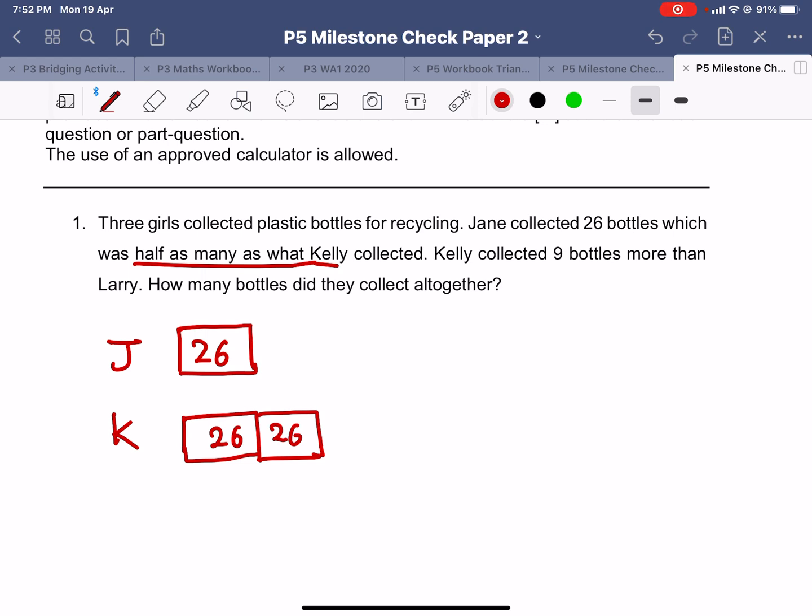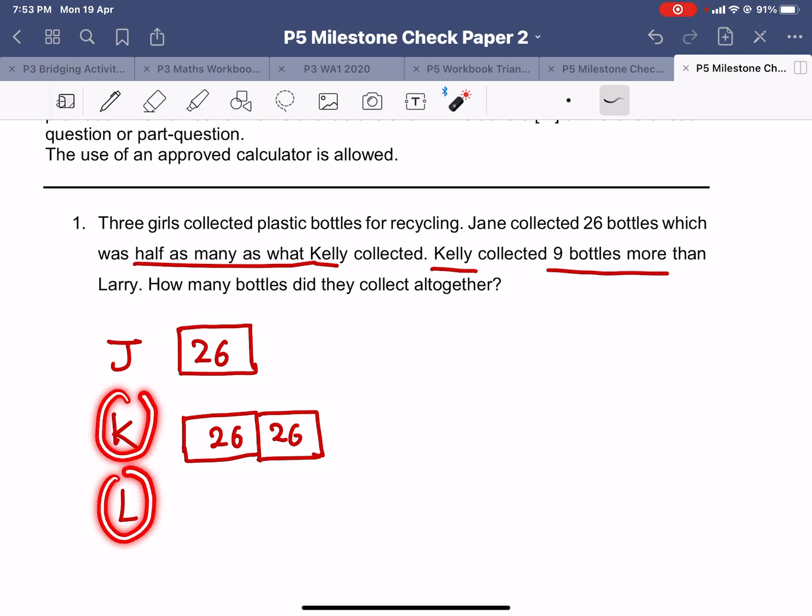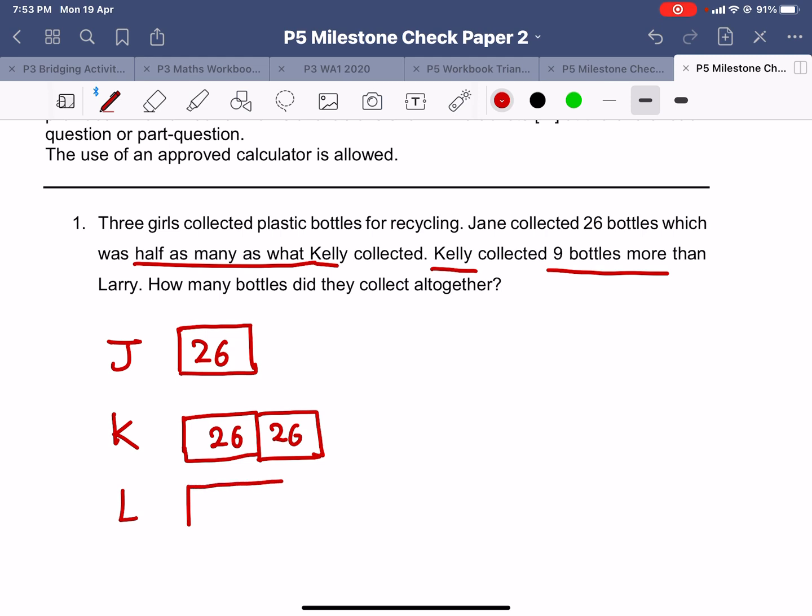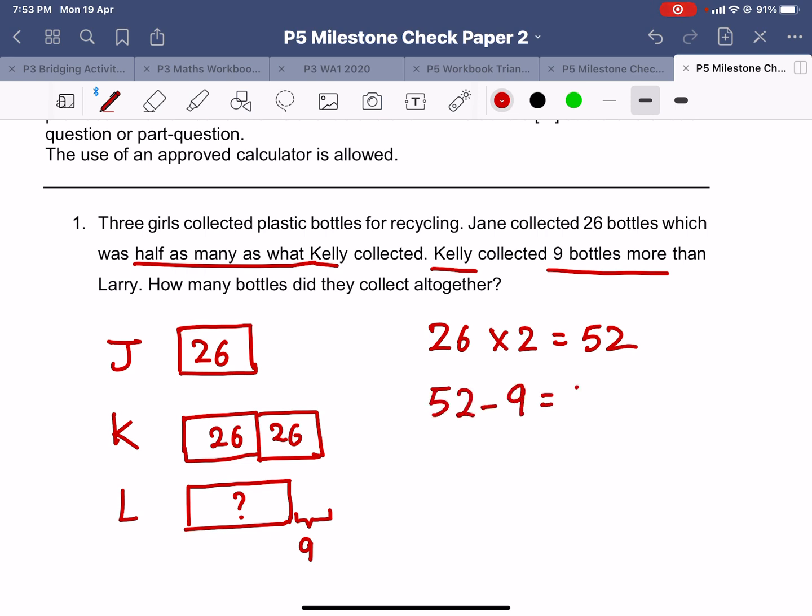Now the next question is this. Kelly collected 9 more than Larry. So when I compare Kelly and Larry, Kelly still seems to be the better one, because Kelly still won by 9 more. So Larry must be lesser. Let's find out how much Kelly is first. Kelly is just twice, so we have 52. But because Larry is the lousy one, 52 minus 9, Larry got lesser. We will have the answer 43.